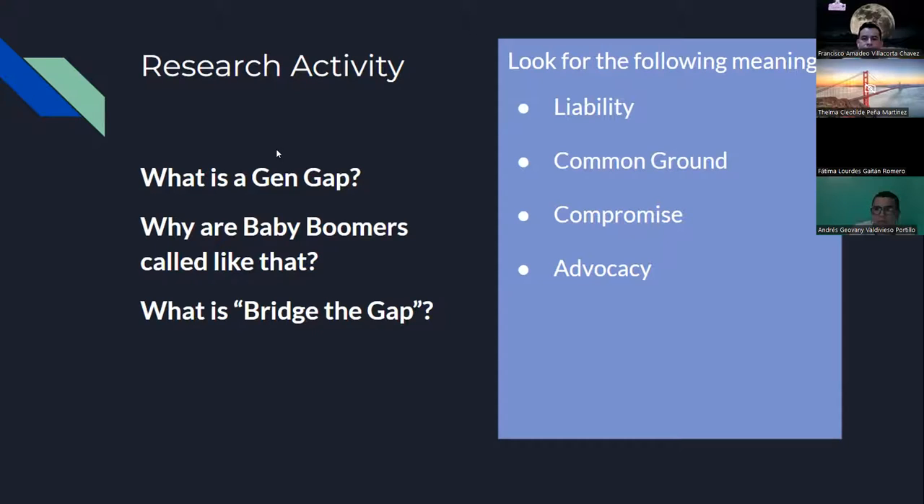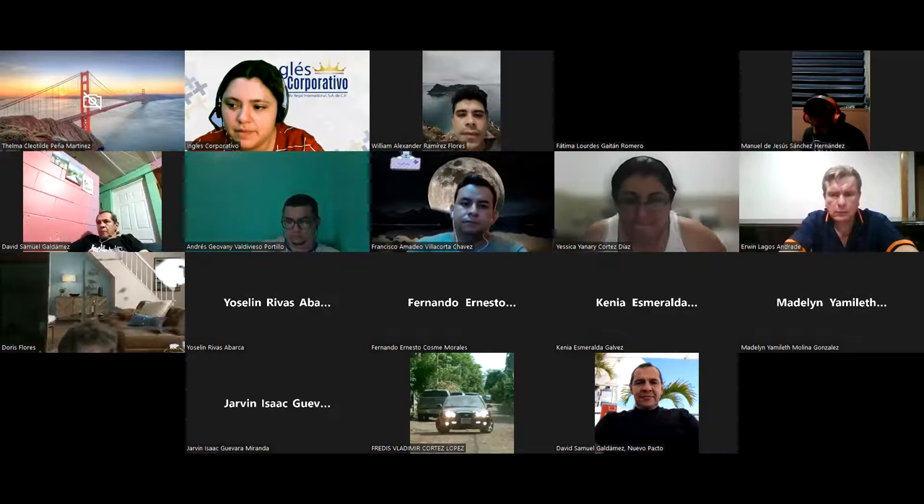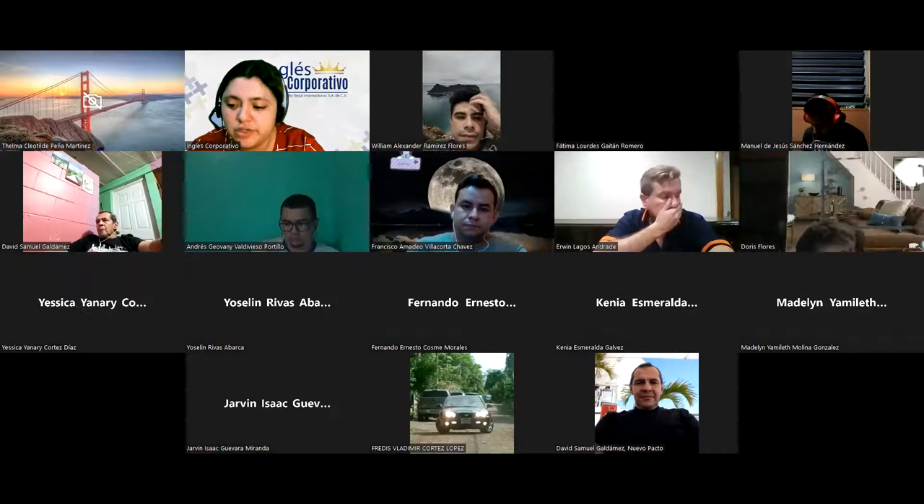And then when you answer these three questions, we're gonna look for the following meanings. The first one is liability. Second one is common ground. Third, compromise. And fourth, advocacy. So you need to look for these four meanings and answer these three questions. Is the activity clear for you guys? Okay, did you take a screenshot?